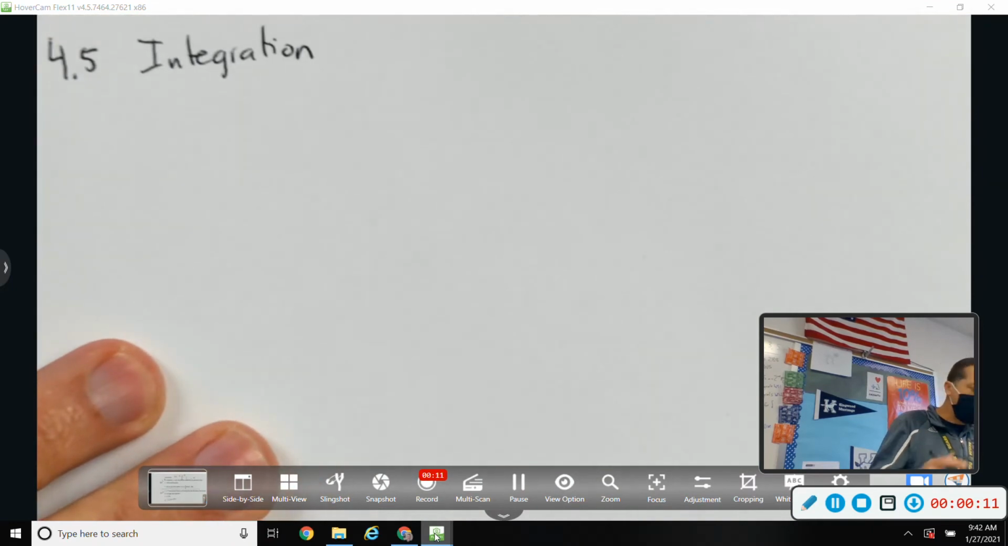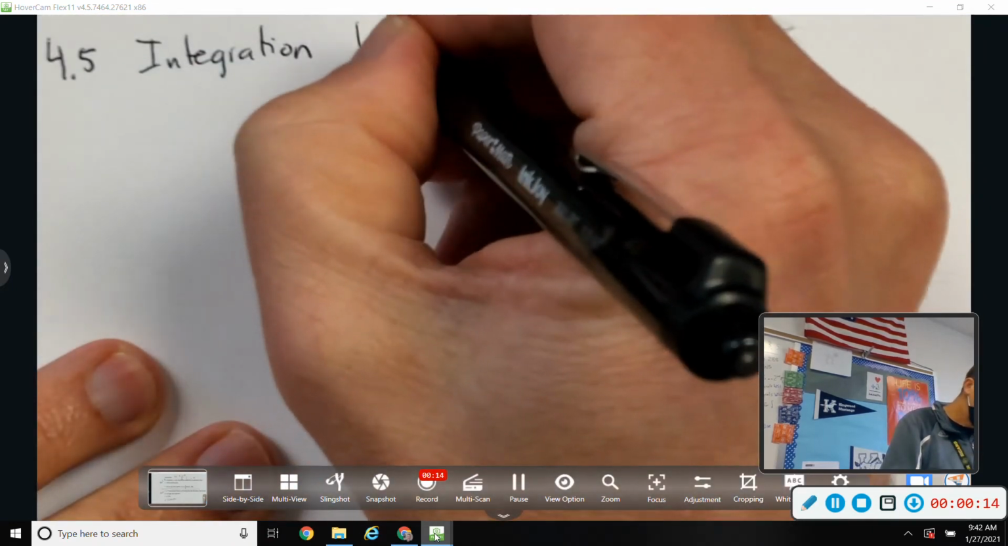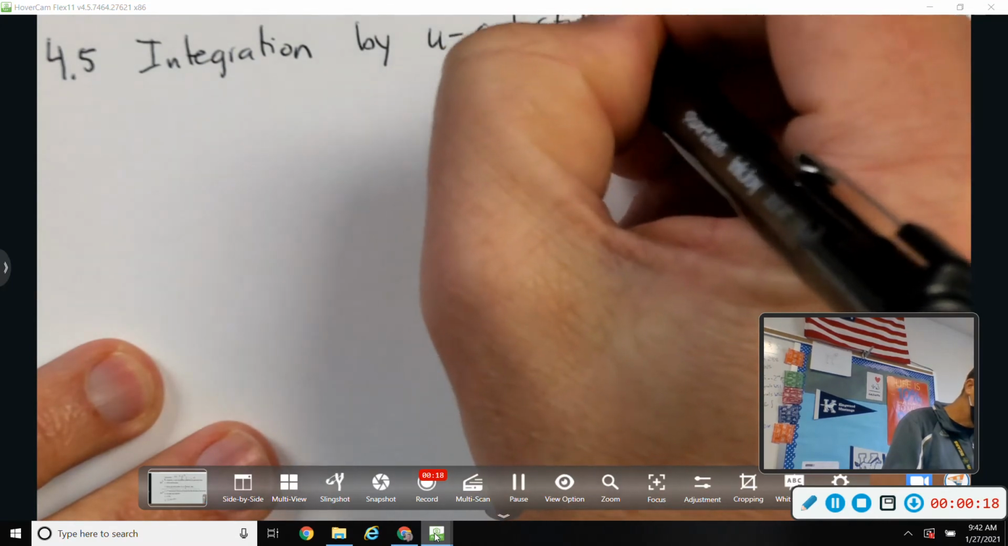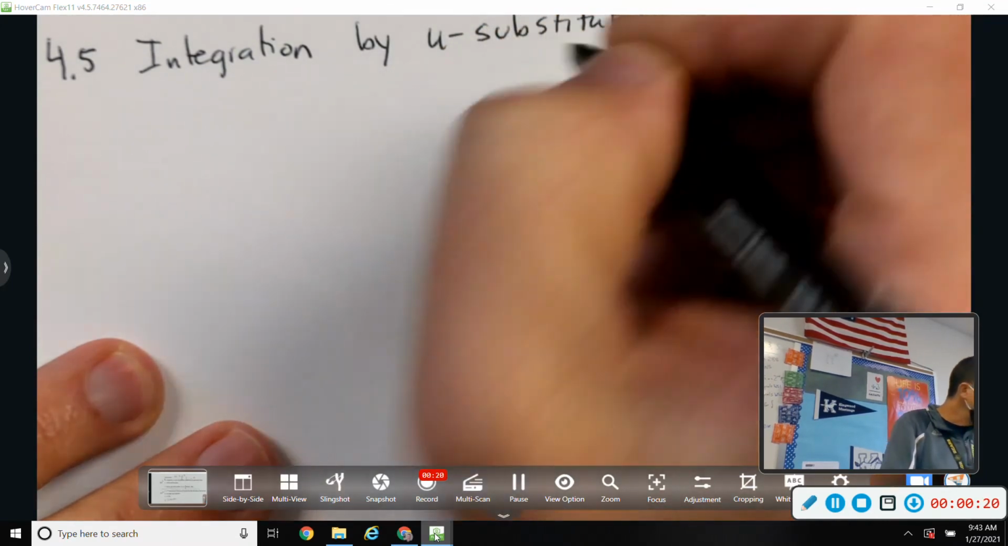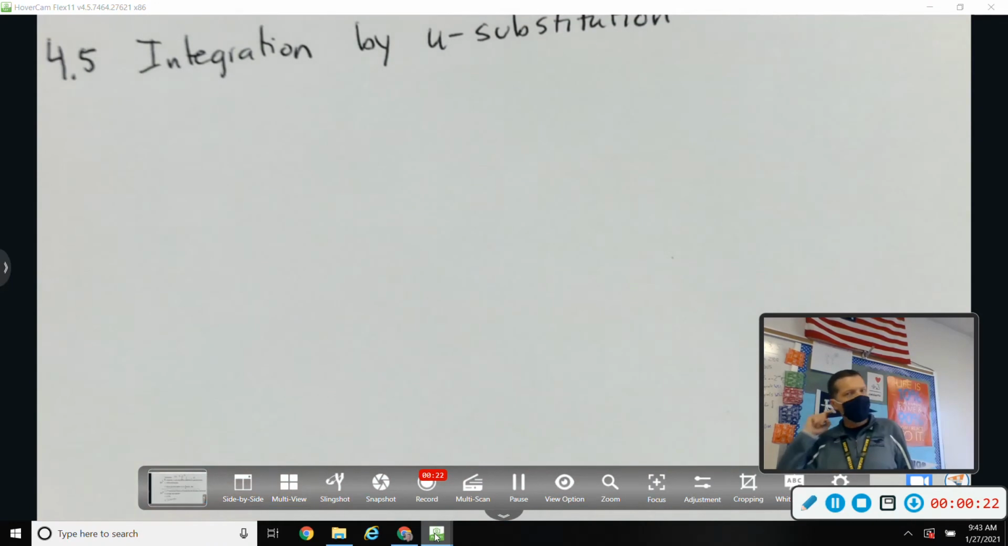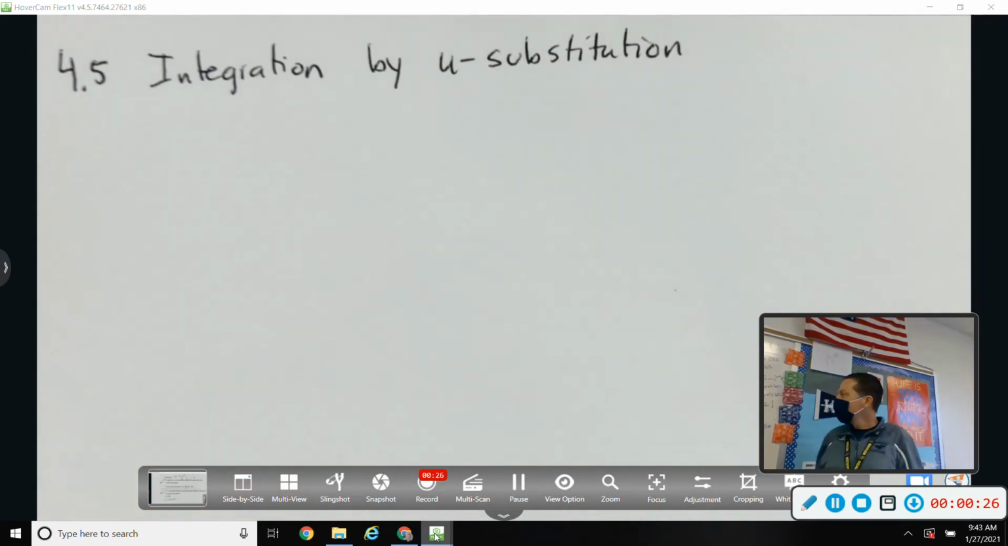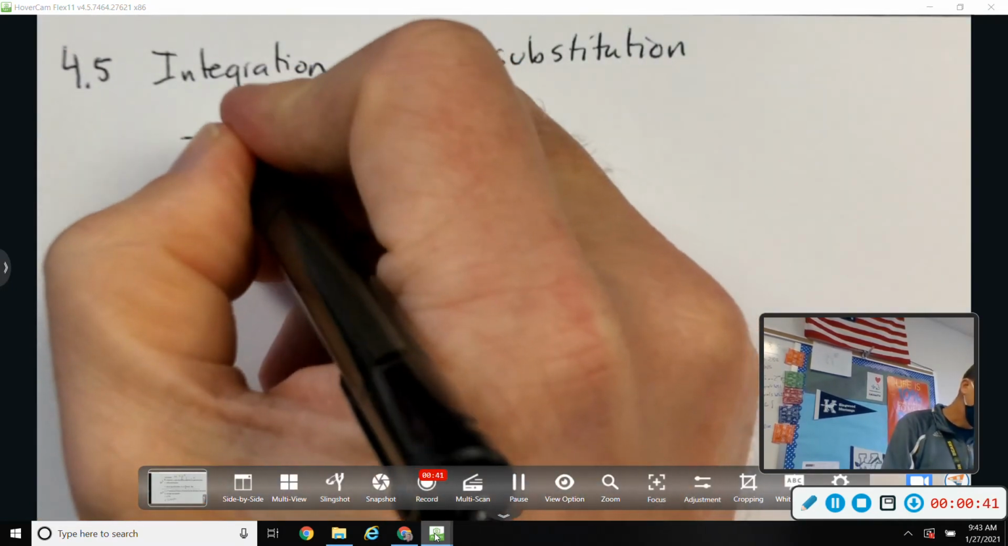It's 4.5, integration by U substitution. I don't want to say it's one of the harder things we do. We do spend some time on it though, because once you get the hang of it, it's not bad, but you've got to do a bunch of these before you get the hang of it. Maybe I'll put it that way.